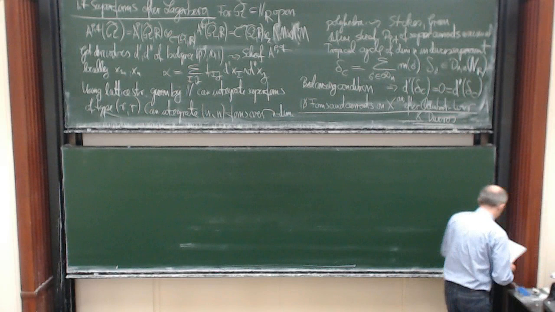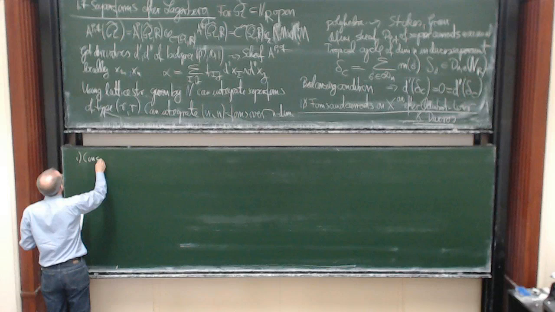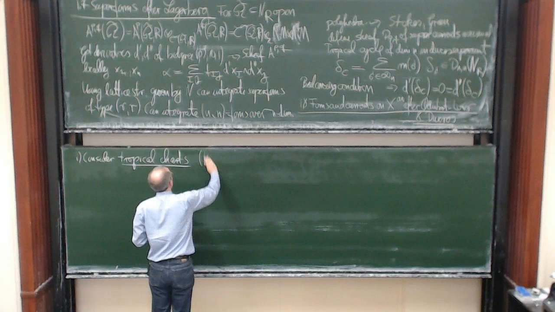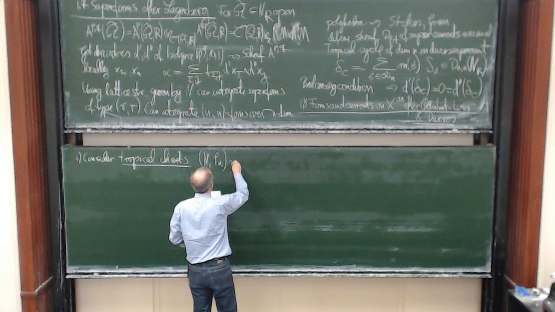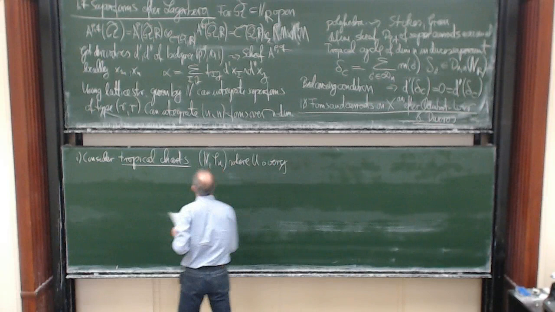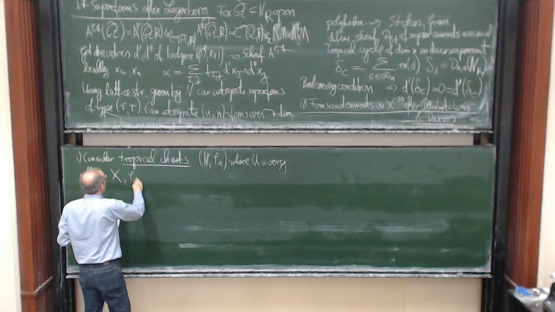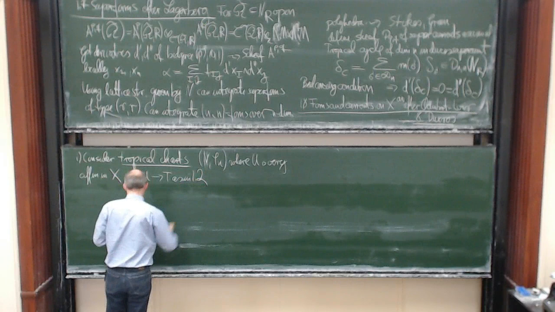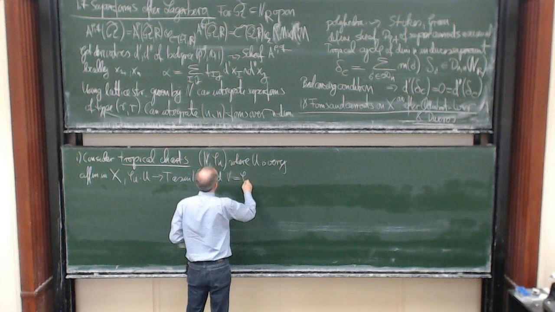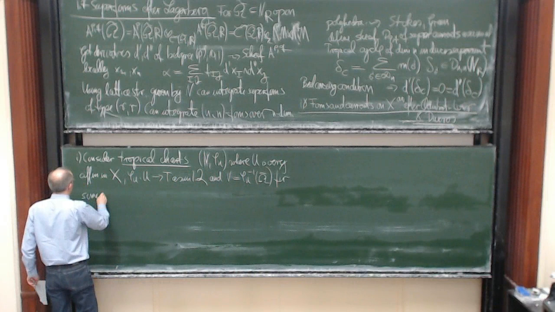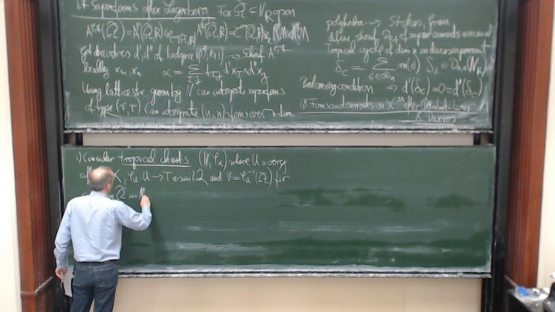So first, we consider what we call tropical charts (V, phi_U), where U is very affine in X, and phi_U is a map from U to T, and V is phi_U^{-1} of omega tilde for some open omega tilde in N_R.